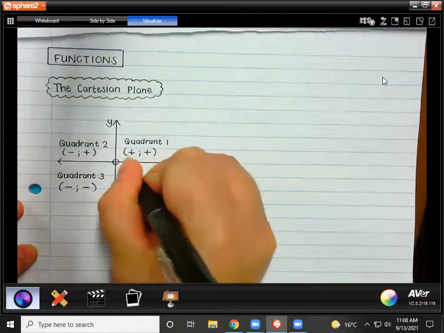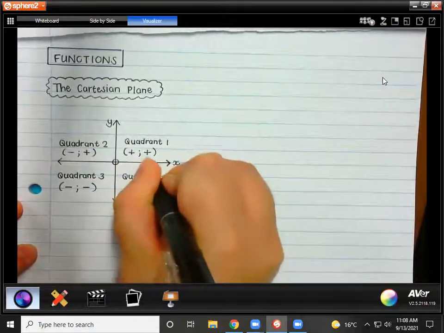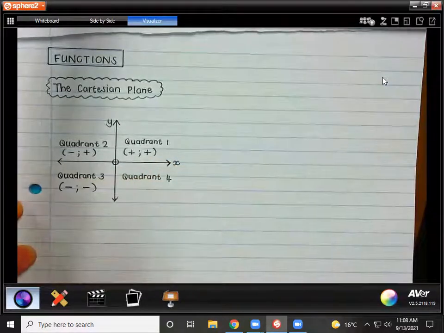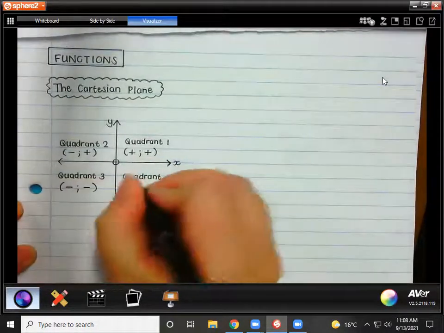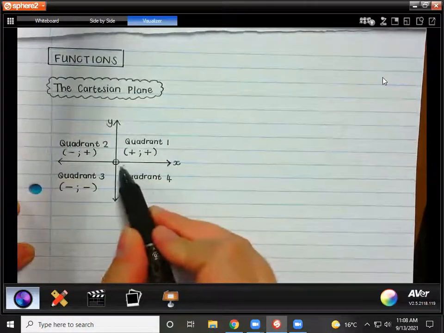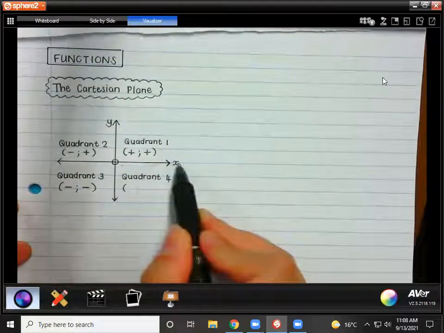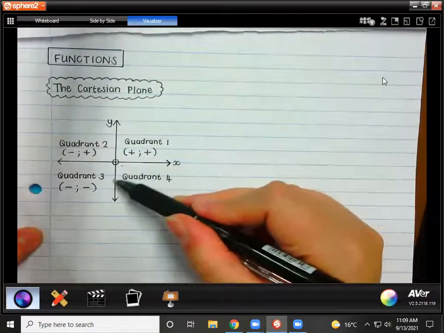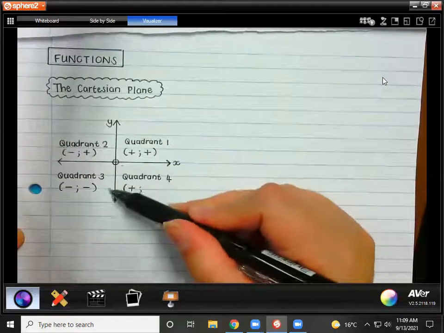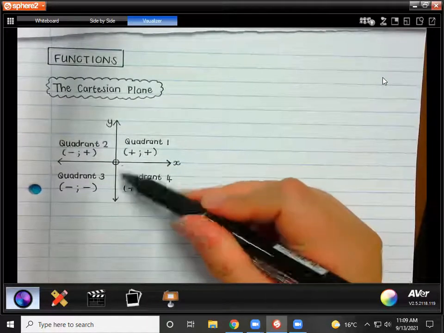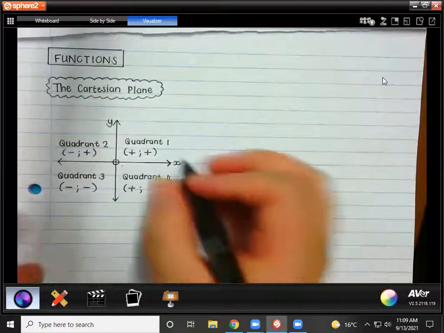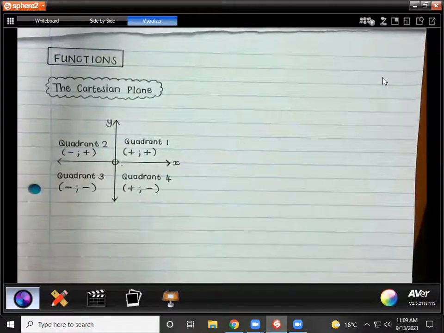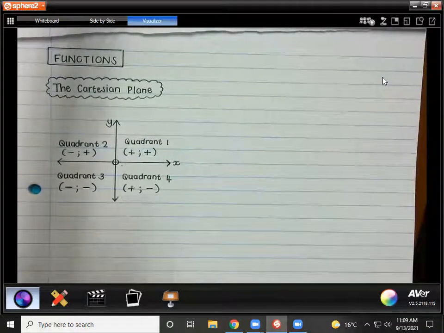Okay, then the last one is quadrant 4. And in the fourth quadrant, we will have positive x values, right? It's on the positive side of the x-axis. Positive x values, but still negative y values. All right, do we see that? It's underneath 0, it's below 0. So these are all going to be negative values. Okay, any questions on that, guys?